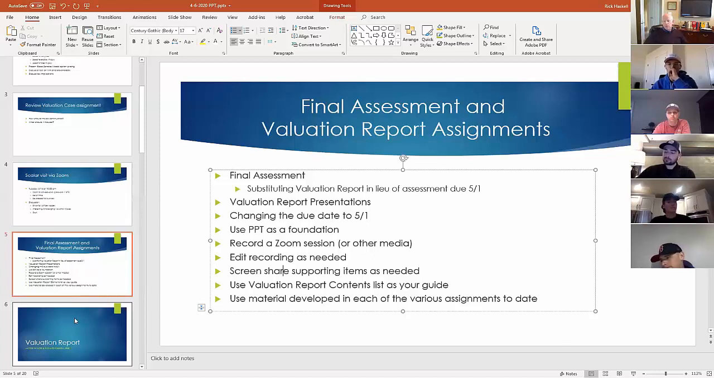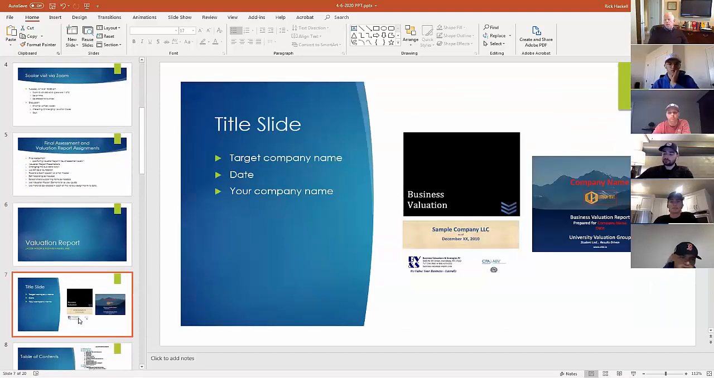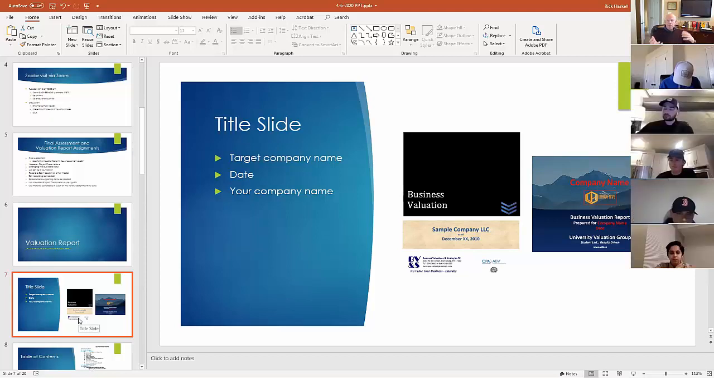Okay, well let's go ahead and move to the valuation report itself. I'll give credit to Jacob for having put this together, and I've only added to it maybe 15 or 20% at most, and I appreciate Jacob for doing that. So the valuation report should have a title. Jacob is saying slide here, but think of title page.